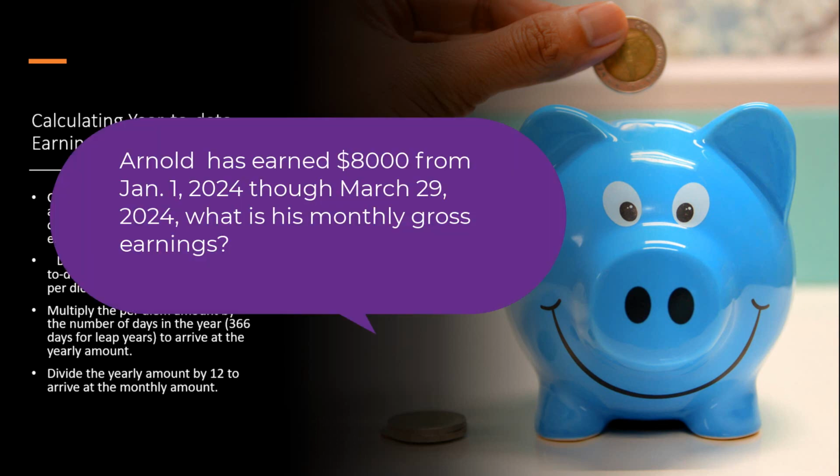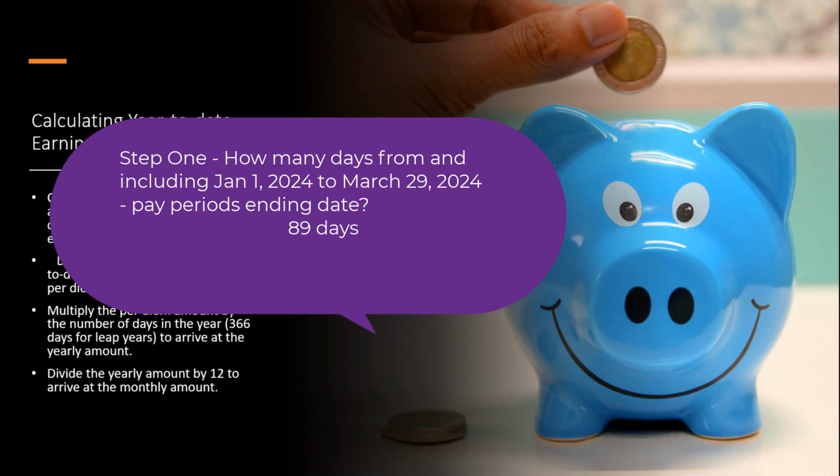If Arnold has been working at Smithfield Packing Company for the past 2 years and his last pay period ended on March 29, 2024, with a year-to-date earnings of $8,000, what would his monthly earnings be? Step 1. How many days from and including January 1st of 2024 to March 29, 2024, the pay period's ending date? 89 days.